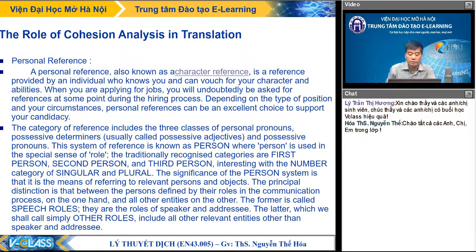Now, personal reference. For personal, we also have the character reference. It is a reference provided by an individual who knows you and can vouch for your character and ability. When you are applying for jobs, you will undoubtedly be asked for references at some point during the hiring process. And for personal reference, we have the first person, the second person, and the third person. So for the number of these, we have singular and plural forms.